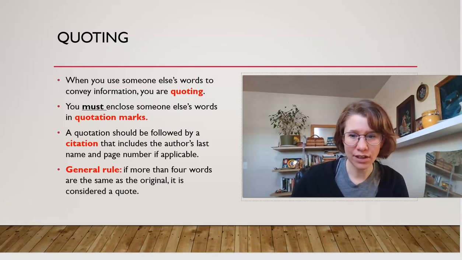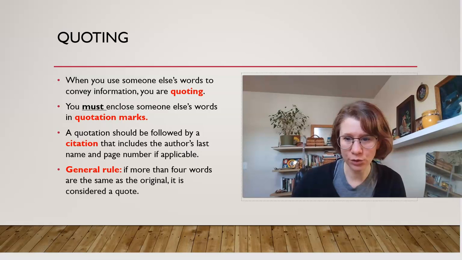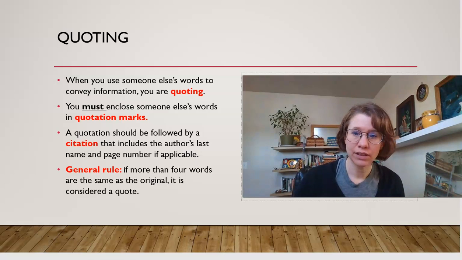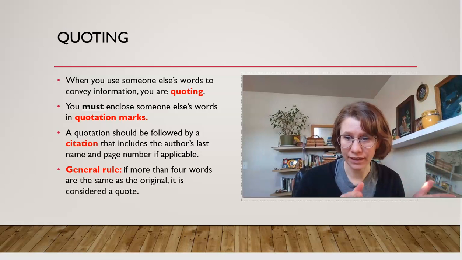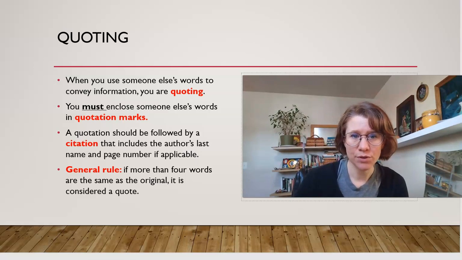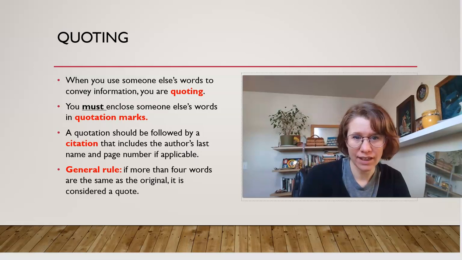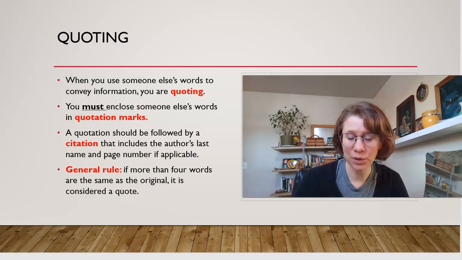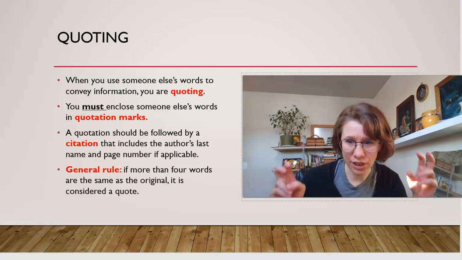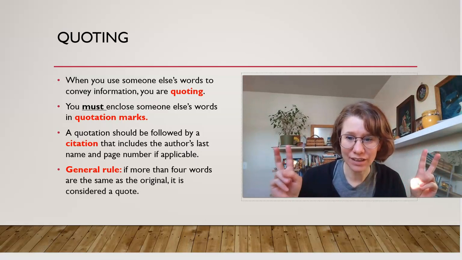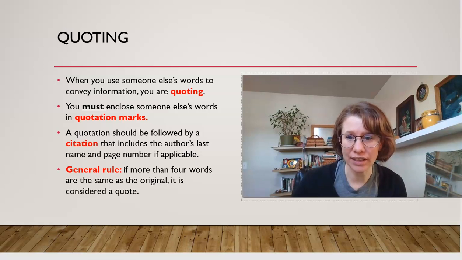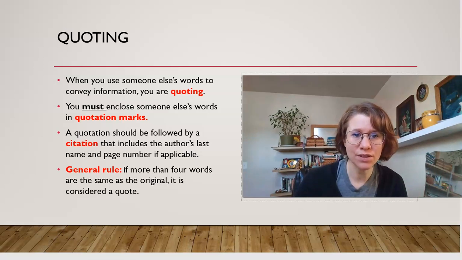So let's start with quoting. When you're quoting somebody, you're using their exact words. So when you have an article written by somebody and you're taking a specific passage out of that text and sticking it into your essay, you're quoting the authors. So you're using somebody else's words to convey information. So you have to, first rule, place any exact words in quotation marks. So you have quote marks around any exact words of the original source.